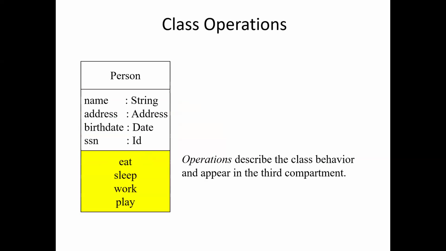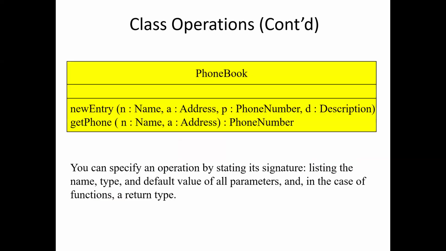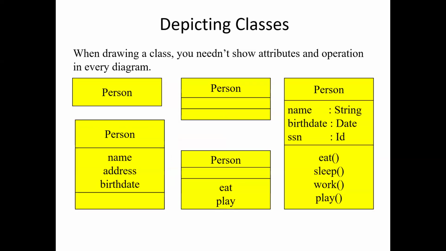Class operation. The operation means parentheses. We need to mention them in parentheses: eat, sleep, work, play. So the operations of a class can be anything: new entry, get phone, or the operation method, address, phone number, description. So this is also one of the ways of representing a person: the class name, attributes name, address, birth date, and member functions eat, sleep, work, and play.